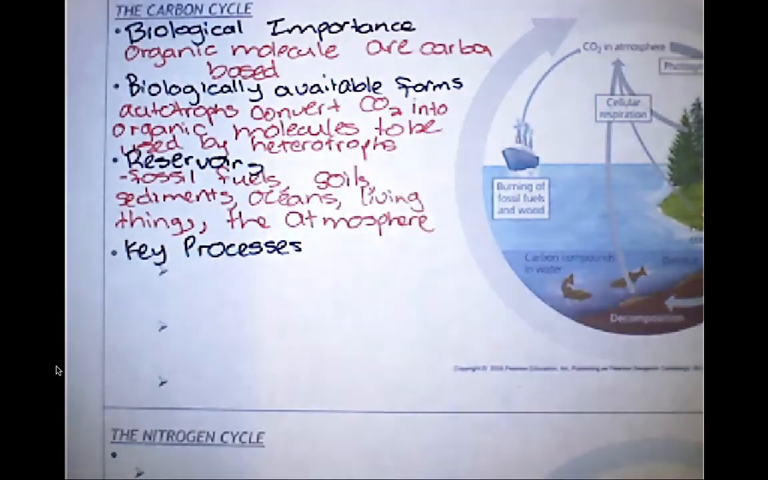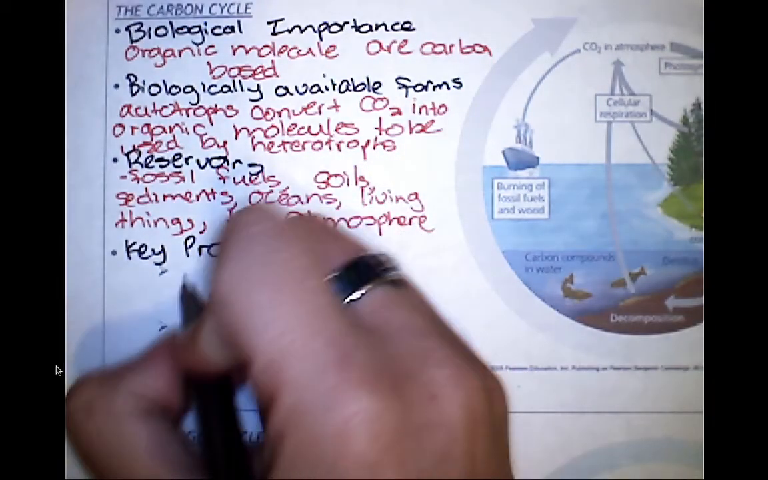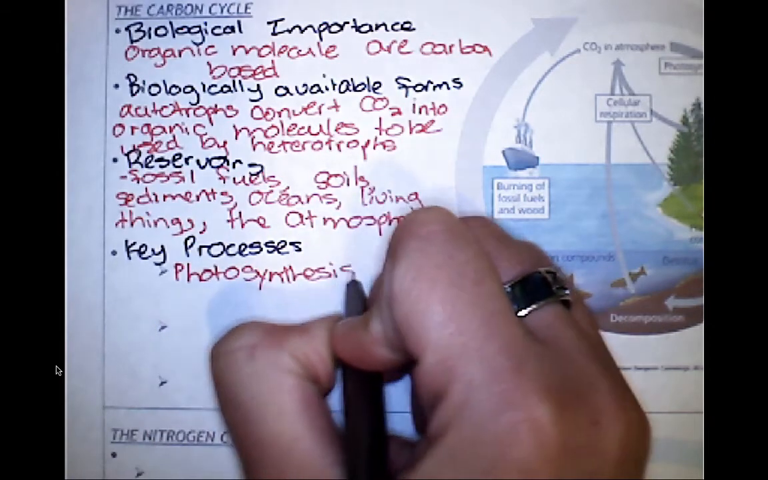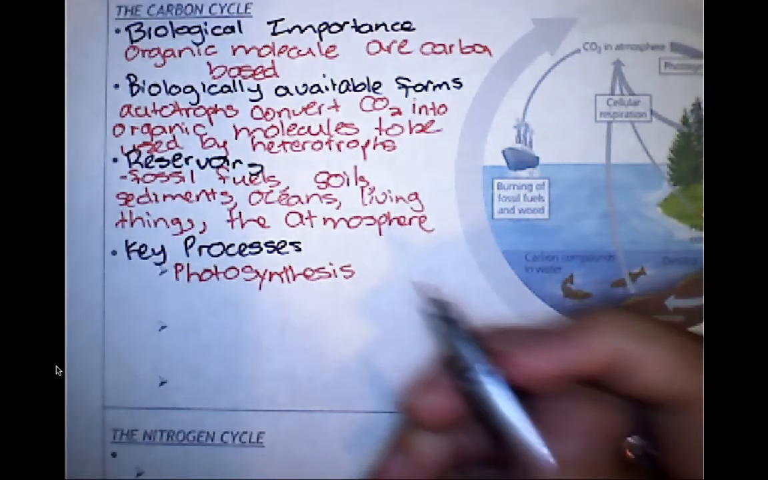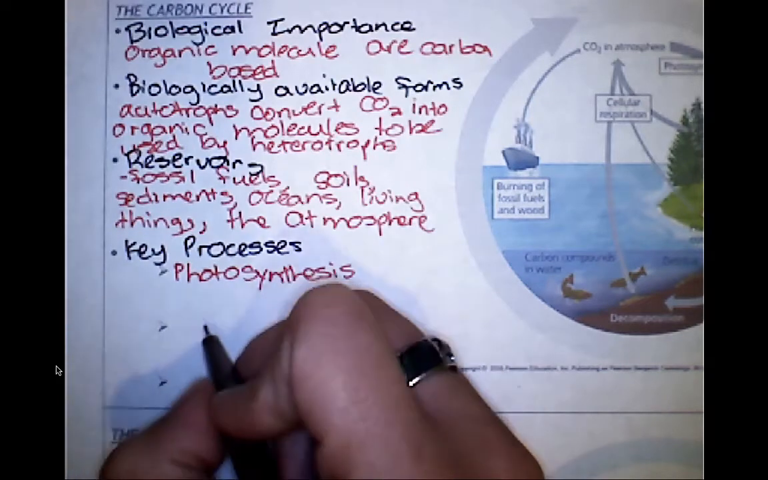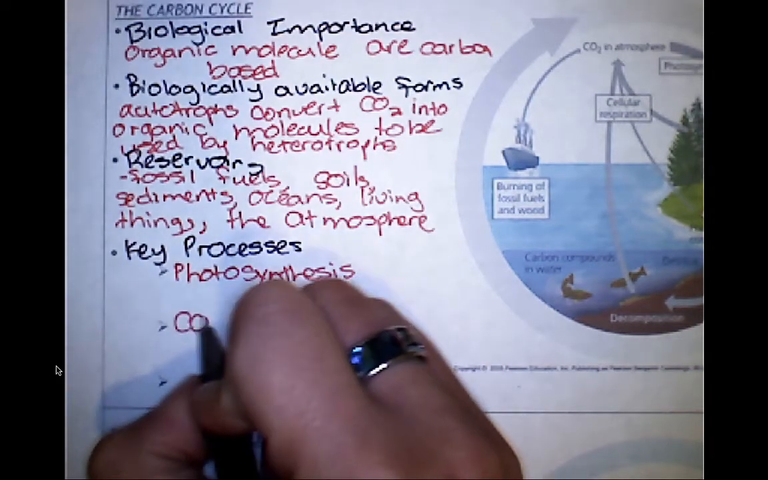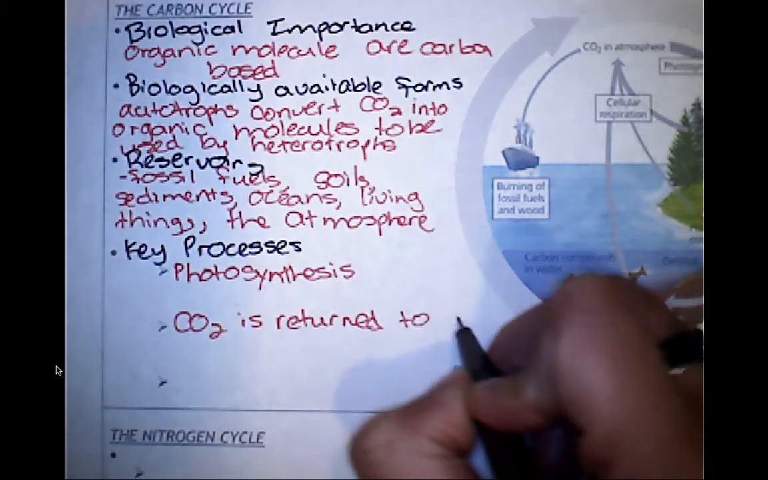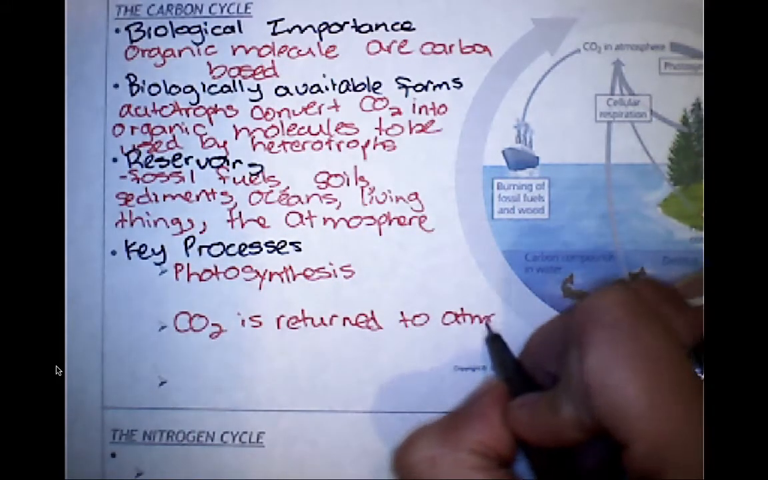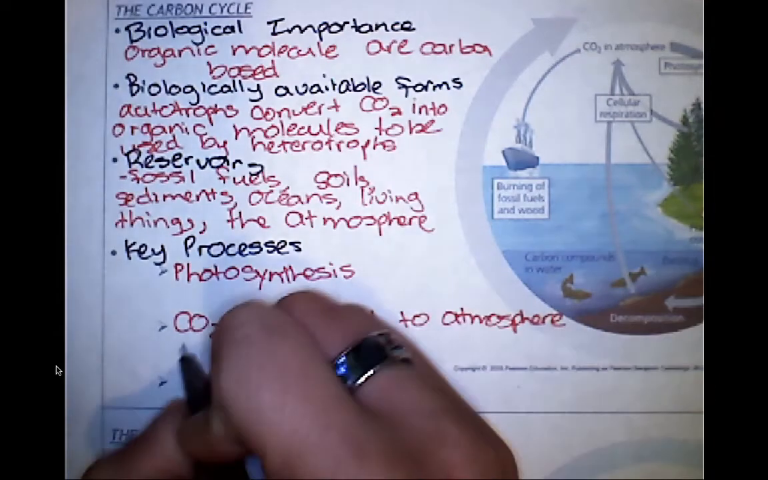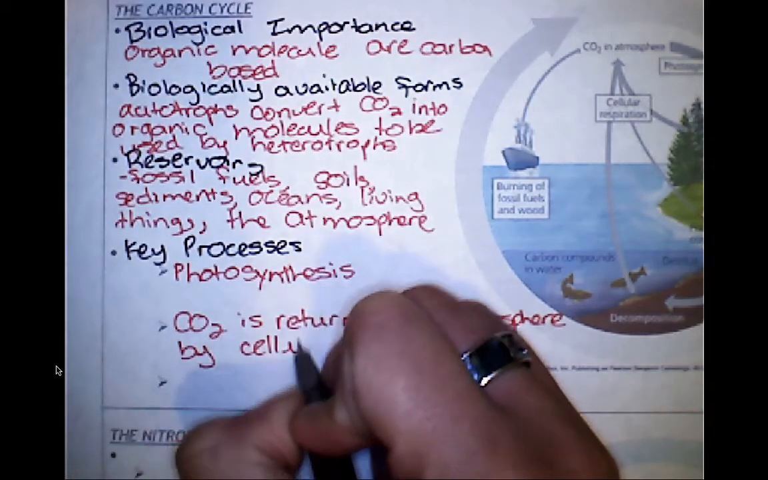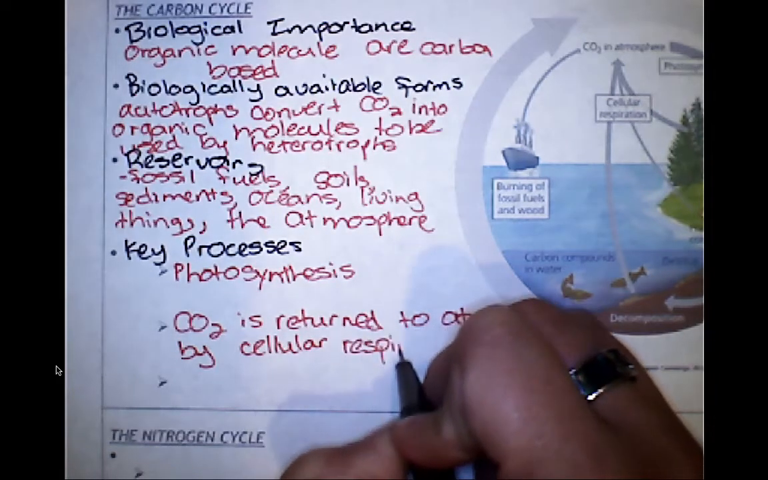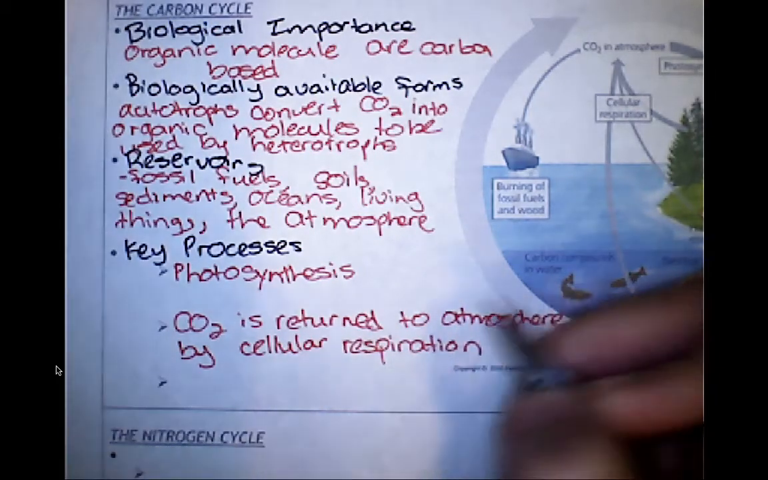in the carbon cycle? One of the main key processes, obviously, photosynthesis. Okay. Because they take the CO2 out, and then CO2 is returned to the atmosphere by cellular respiration. Because when we breathe out, we take in sugars and molecules and things, and we take those in and use them for energy and breathe out carbon dioxide.